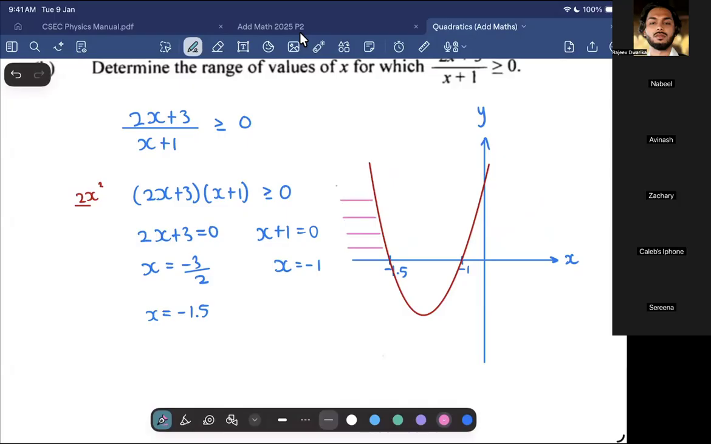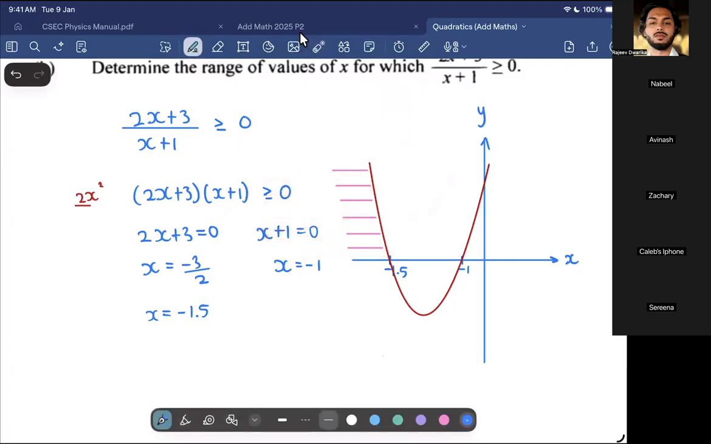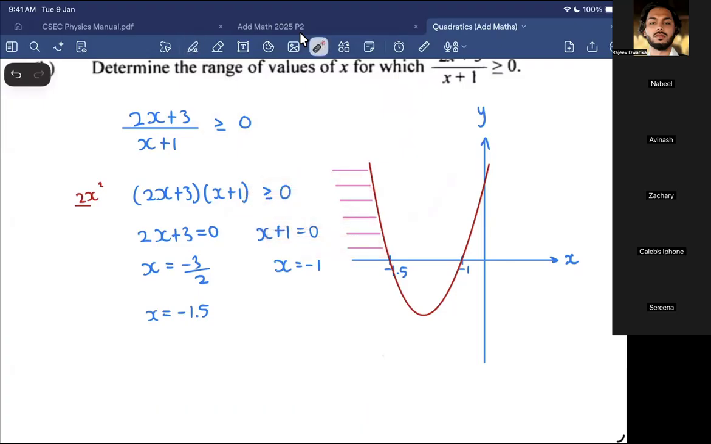If I'm shading those x values, that would be x's less than minus 1.5 or more than minus 1.5. Caleb? X is more than minus 1.5. No, less than minus 1.5. If I go in that direction, that means less than, because the value is going to get smaller and smaller. Minus 1.5, minus 2, minus 3, it's going to keep getting more negative.